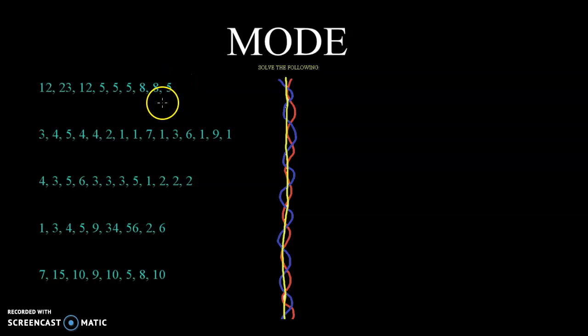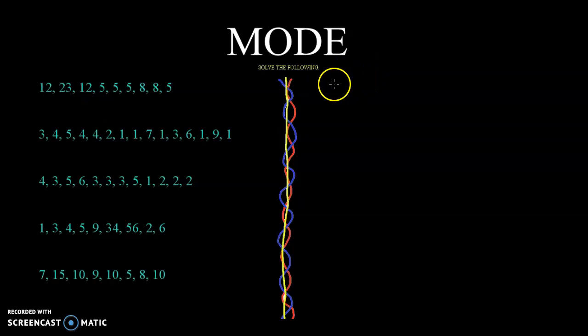Let's start. How do you solve for mode? Basically, you find what number comes up the most on a set of numbers. Okay, so let's do it for the first one. Is that 8? Let's check.